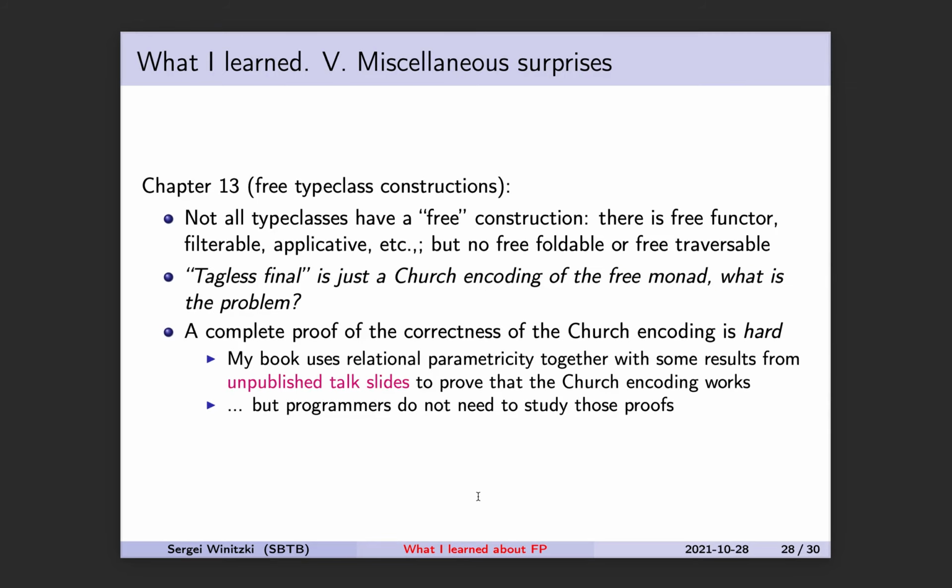In chapter 13, I'm talking about free type class constructions like free functor, free filterable, free applicative, free monad, and so on. So one thing I realized when looking at this is that not all type classes have a free construction. For example, there is no free foldable or free traversable. There are only certain type classes that allow you to do a free construction. And that is kind of interesting.